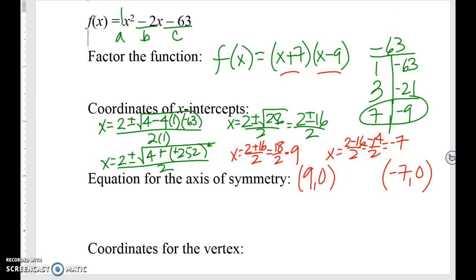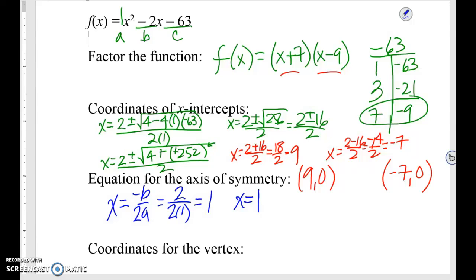The next part is going to be the equation for the axis of symmetry. That's that first part in the notes from yesterday. X equals opposite b over 2a. Opposite of b is 2 over 2 times 1, which is going to equal 1. So x equals 1 is the equation for the axis of symmetry.